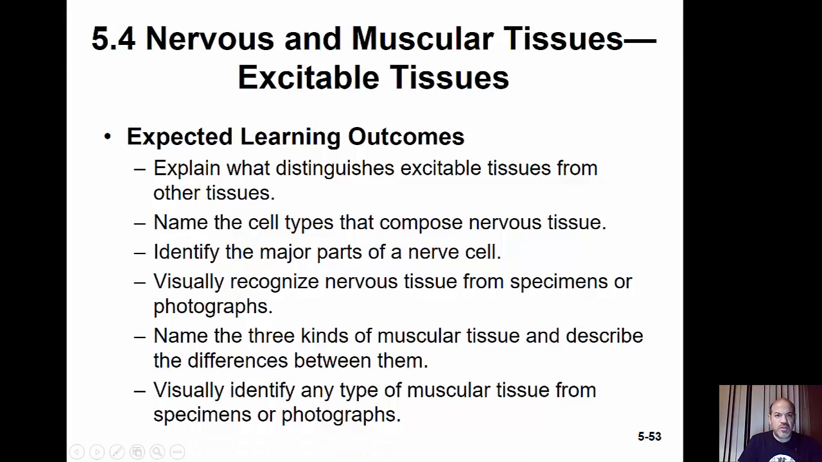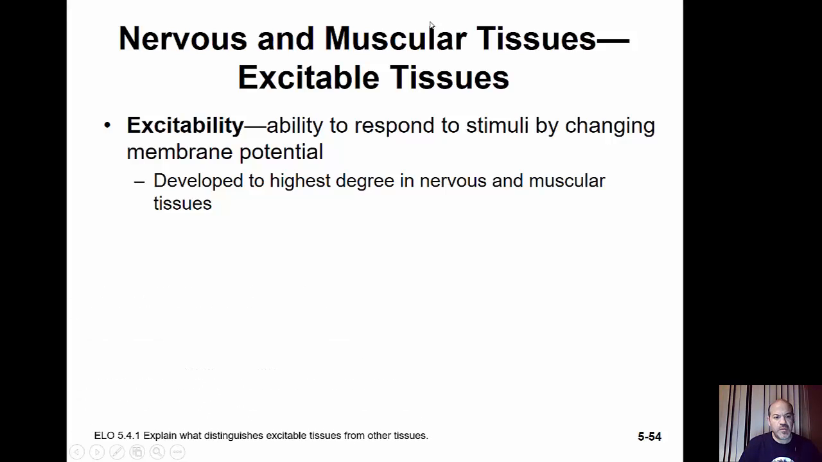In this section, we're going to look at excitable tissues. And these are going to include nervous and muscular tissue. So our first objective here is to explain what distinguishes excitable tissues from other tissues. So let's define excitability. This is the ability to respond to stimuli by changing membrane potential. So this ability is developed to the highest degree in those two tissues, in nervous and muscular tissue.